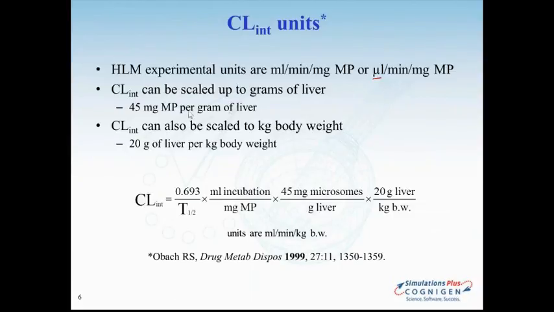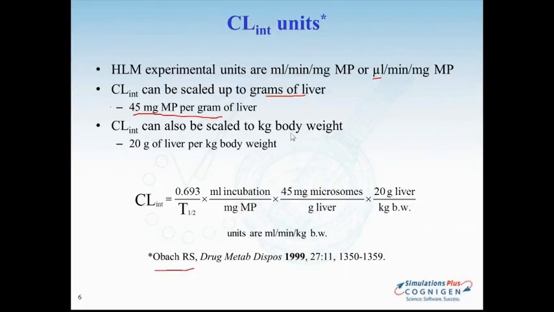You can also scale this up to grams of liver. You see this in the literature, where they'll represent the clearance per gram of liver. Here's one conversion factor: 45 milligrams of microsomal protein per gram of liver. This can vary, and I think when John shows one of the panels, we use 38, which I think is the default in GastroPlus. This 45 comes from Obach's article down here.